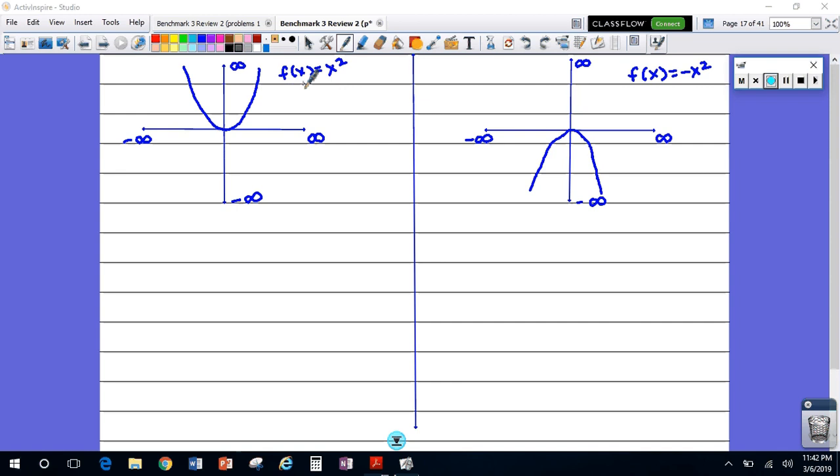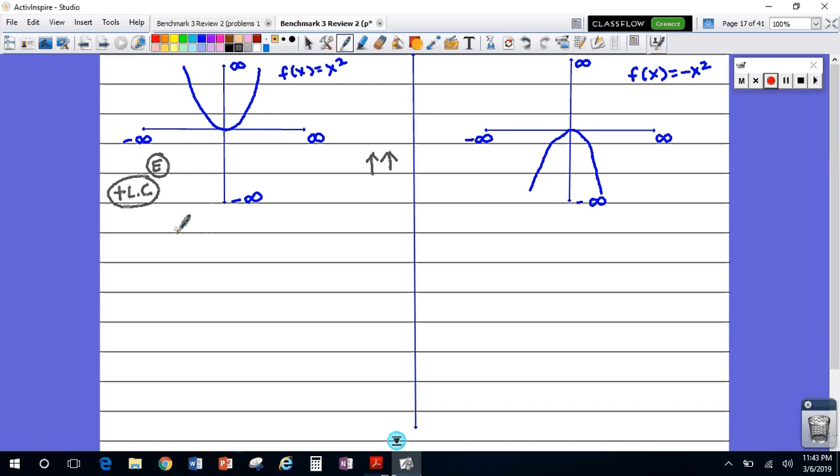Suppose you have a function f of x equals x squared, then you'll get a parabola curve like this. It means your leading coefficient is positive and your exponent is an even number. Then both ends will go up.